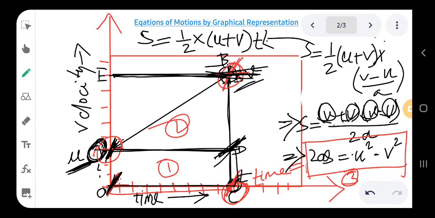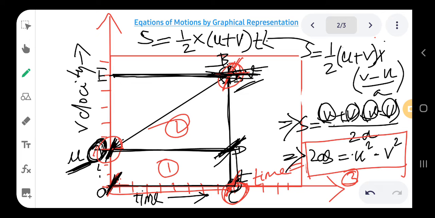So these are the three equations. I don't think the proofs or derivations will come in the exam. You just have to remember the three equations. After that, there are some problems, but I am not explaining the problems. You need to understand them on your own. If you have any doubts, we can discuss them later.